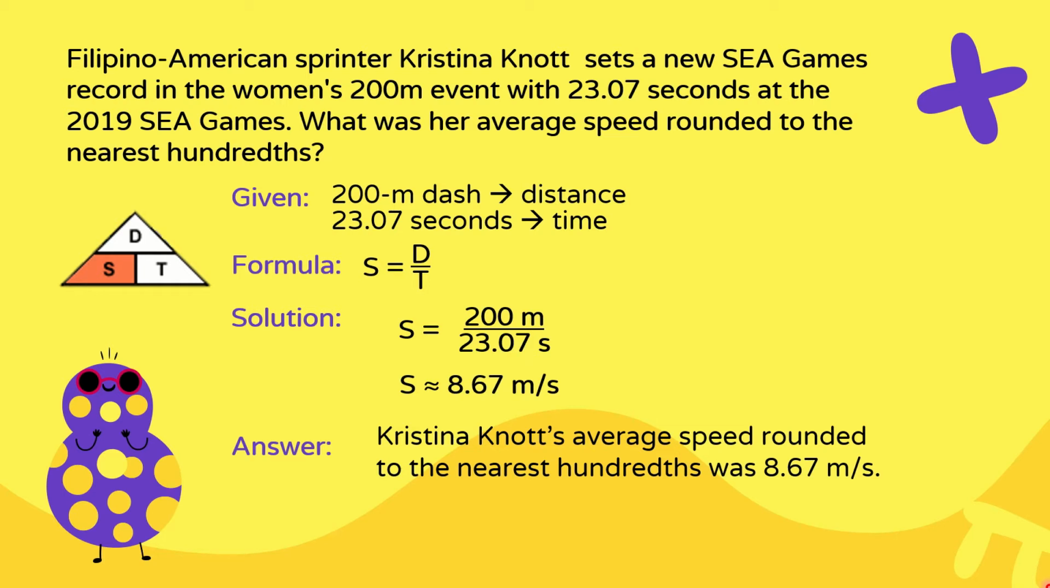How come 8 and 67 hundredths meter per second? Let us use calculator. 200 divided by 23.07 is equal to 8.66926 something. We are going to round the quotient to the nearest hundredths. So we have 8.67. So therefore, the average speed rounded to the nearest hundredths was approximately 8.67 meters per second.